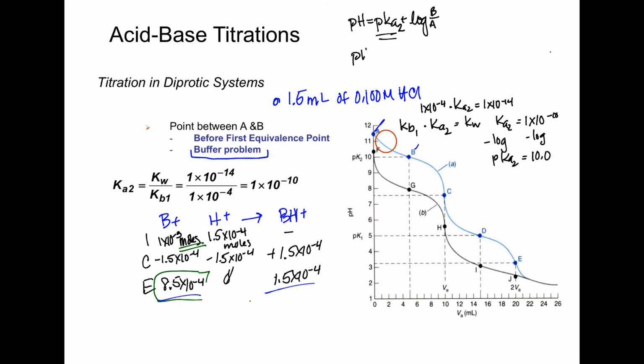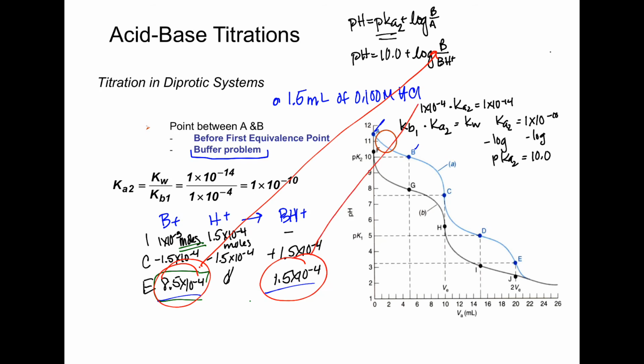So pH is equal to 10 plus the log of the ratio of the base divided by the acid. The basic form is B. The acidic form is BH+ here. And so here I have my B, and here I have my BH+. So I'm going to put those in.